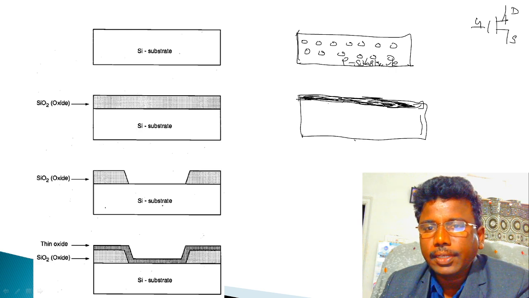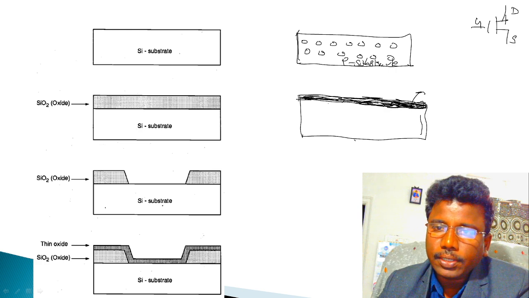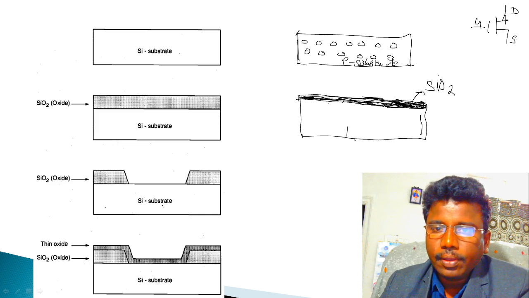I think you have seen in many chips that on the top side there is a coating, with a gold color or something. A coating is there, and that coating gives protection. Like that, here they coat the P substrate with an SiO2 layer, a silicon dioxide layer. It gives protection for the surface.